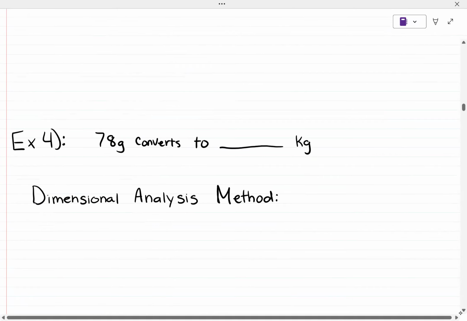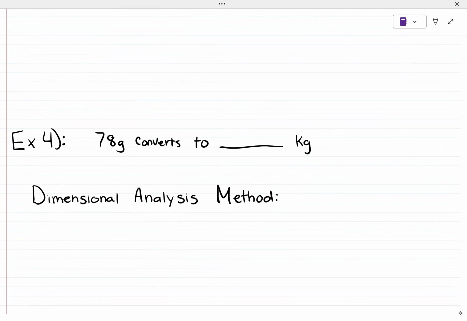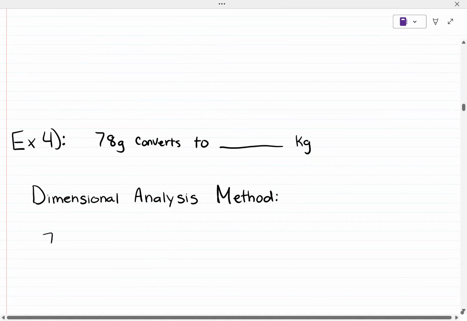Sample 4, we have 78 grams and we got to convert it to kilograms. So let's start with the dimensional analysis method. You're going to put 78 grams here times, and then grams on the bottom, and then kilograms on the top, right? Go 1 here. And then what's the relationship between kilograms and grams? Based on the chart, we know that 1 kilogram is 1,000 grams.